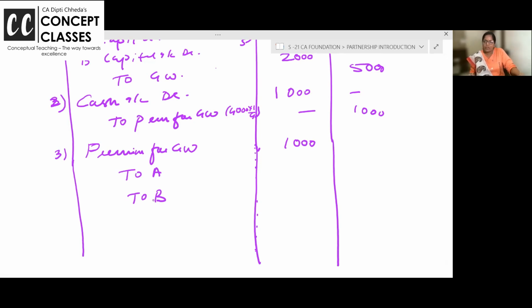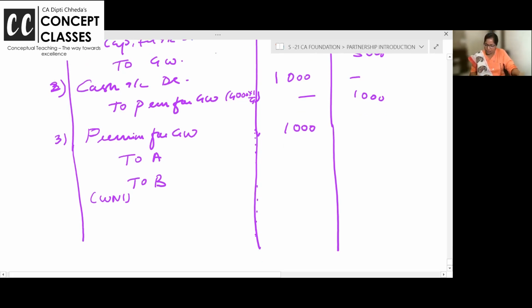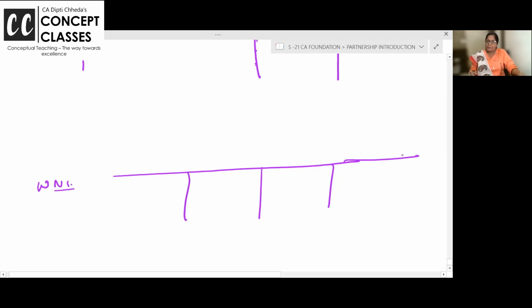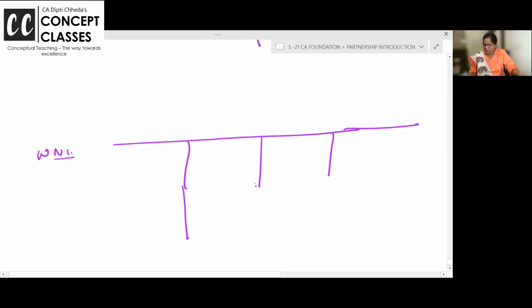Now you have both the options. Either calculate, I am writing here working note 1, either do the sacrificing ratio or prepare the table which I have taught you. And after this, one more entry is there. So leave half a page and make working note 1. I feel the table method is easy. Some problems we will do by table, some by ratios. Whatever you prefer, you can do.